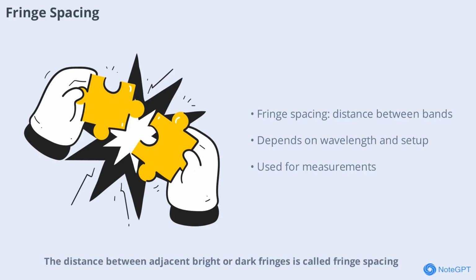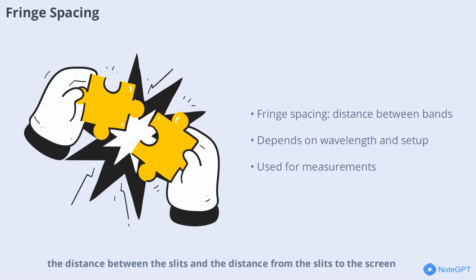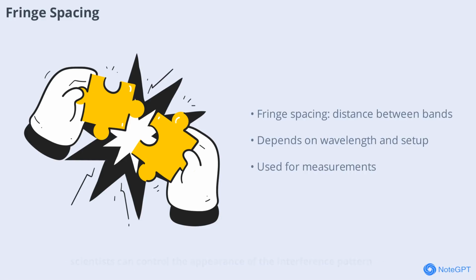Distance between adjacent bright or dark fringes is called fringe spacing. Fringe spacing depends on the wavelength of the light, the distance between the slits, and the distance from the slits to the screen. By adjusting these parameters, scientists can control the appearance of the interference pattern, making it a powerful tool for precise measurements.